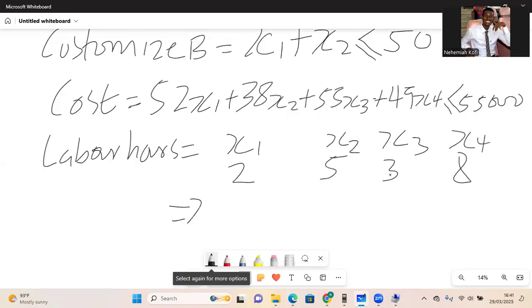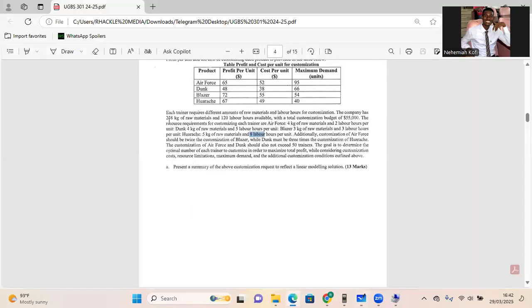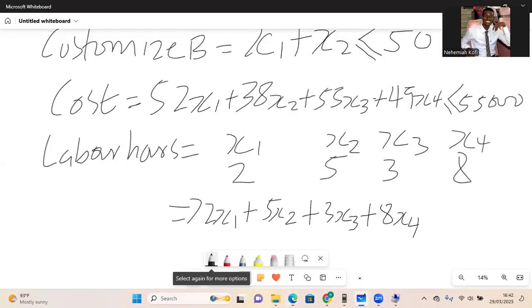So this, you are going to get 2x1 plus 5x2 plus 3x3 plus 8x4, right? And then they told us that this is the available labor hours they're having, 120 hours. So less than or equal to 120. You are done. So simple, right? Now let's do the other one too.